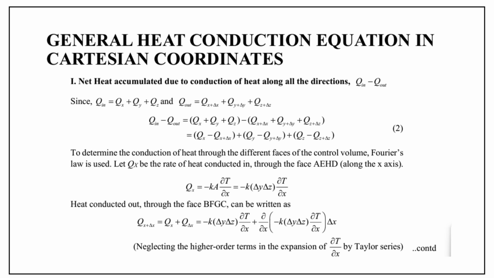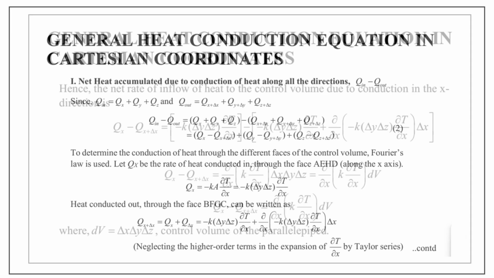For the conduction of heat through the different faces of the control volume, Fourier's law is used. Let Qx be the rate of heat conducted in through the face AEHD along the x-axis. Qx in equals minus k times Ay times Az times partial T by partial x. Heat conducted out through the face BFGC can be written as Qx out equals minus k times Ay times Az times partial T by partial x plus partial squared T by partial x squared times delta x.